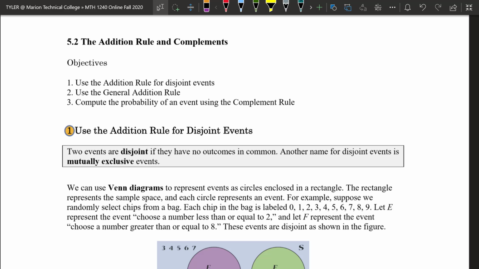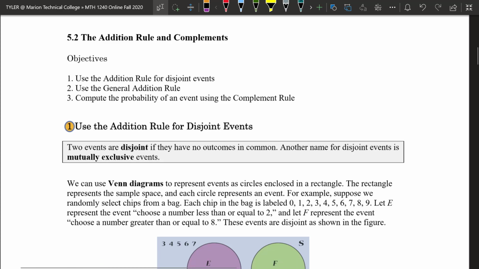Hi, this video is going to cover section 5.2, which is the addition rule and complements. The learning objectives are to be able to use the addition rule for disjoint events, be able to use the general addition rule, and then also compute the probability of an event using the complement rule.